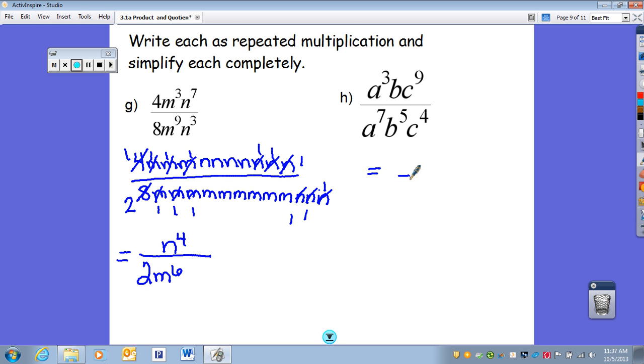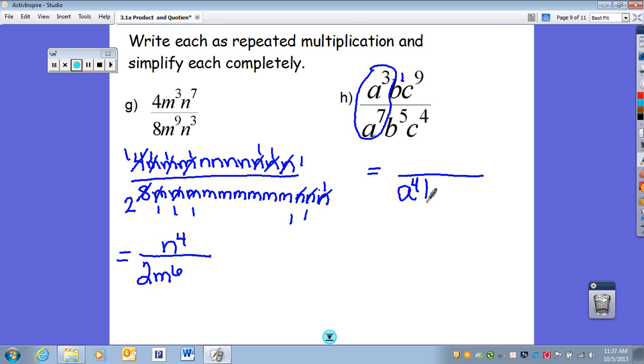Let's see if we can do this expression without the repeated multiplication. So the first thing to take a look at would be the a's. Notice there are more a's in the denominator, so that's where our a's will be left. And if I take 7 minus 3, that would be 4, and those 4 a's then would be left in the denominator.